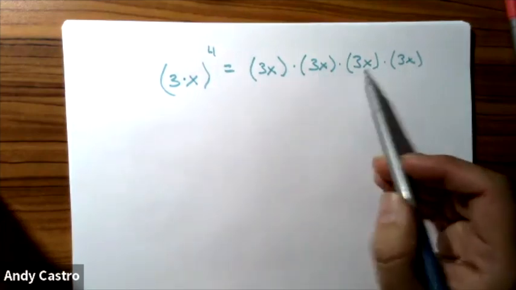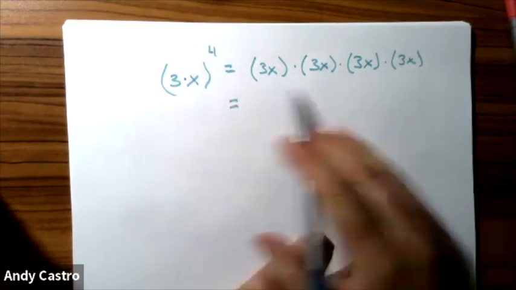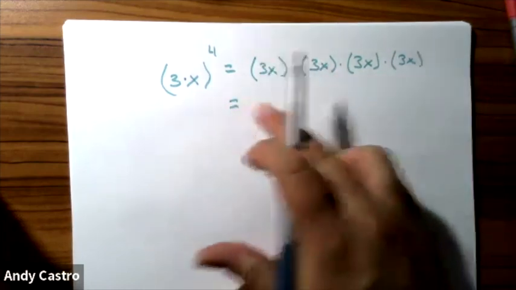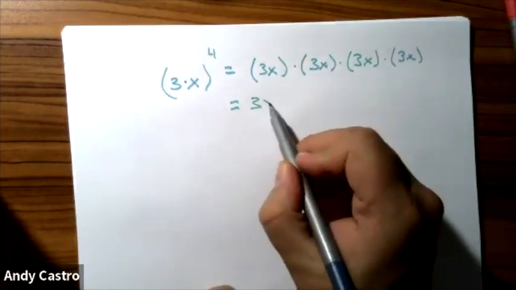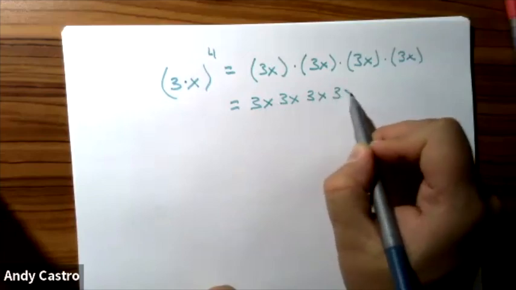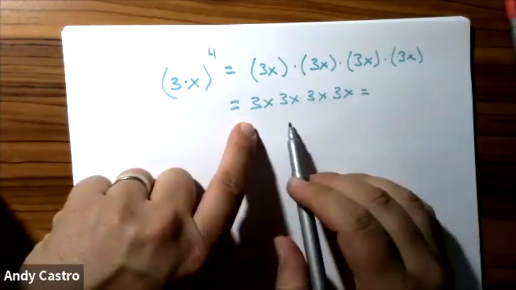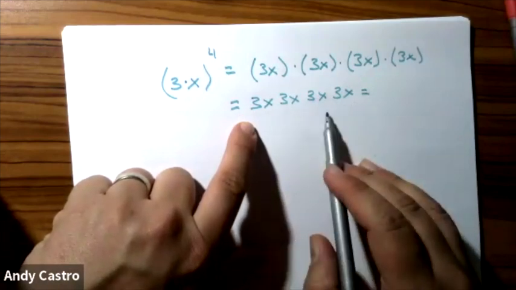3x times 3x times 3x times 3x. There are no terms here, nothing to distribute. It's all factors. It's all things we're multiplying, so we can multiply all those out. 3x, 3x, 3x, 3x. Everything's being multiplied through.